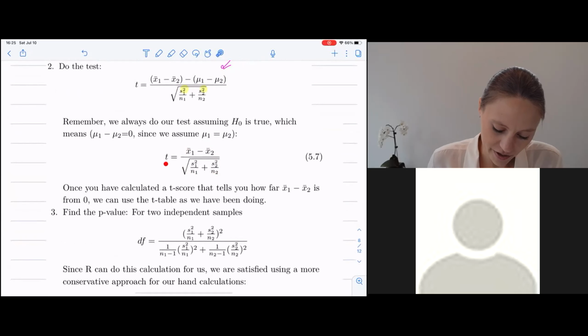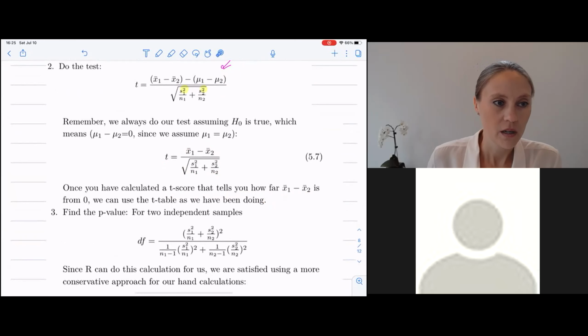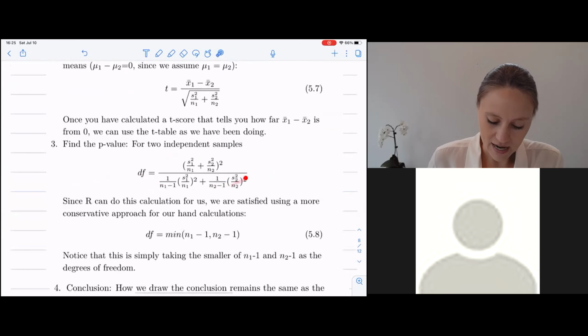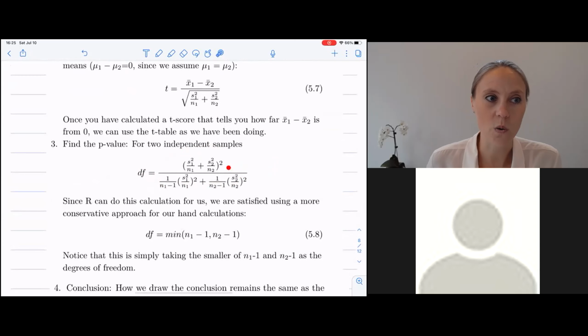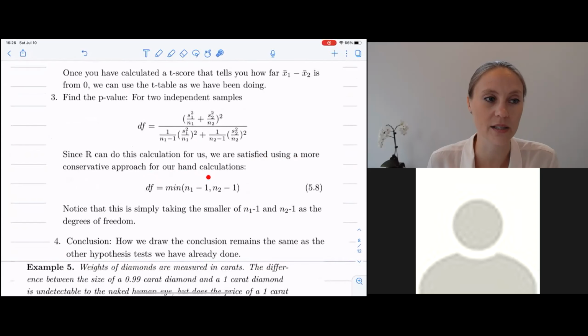Once you've calculated your t, a t-score that tells you how far x1 bar minus x2 bar is from 0, then you can use the t-table just as we have been doing. I mentioned the big nasty degrees of freedom, right? Technically, if you're using software, this is what the computer will use as the degrees of freedom. We're not going to do that. We're satisfied using a more conservative approach for our hand calculations, which is just the smallest sample size minus 1.